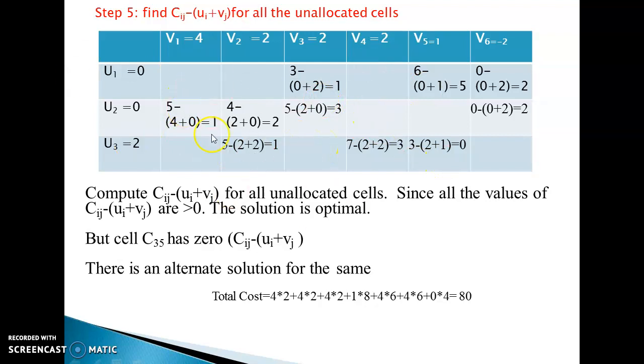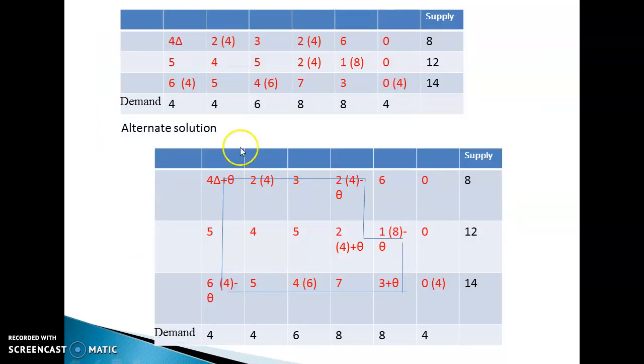Now here, if you see all the Cij minus (ui plus vj) values, all are greater than 0. There is no negative value. That means you got the optimal solution. But if you see this cell, it has the value 0 for Cij minus (ui plus vj). That means you have an alternate solution for the same problem. How to find out the alternate solution? As I explained in the last video, for getting the alternate solution, this cell has Cij minus (ui plus vj) value as 0.